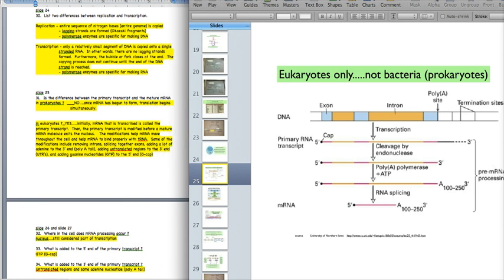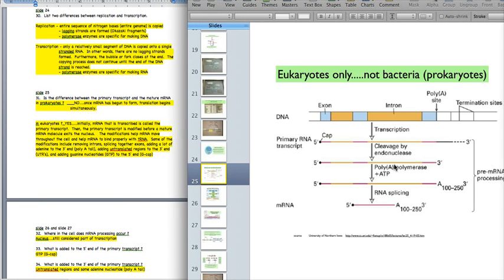Now keep in mind this whole processing and cleaving and chopping and shortening, so from the primary transcript to the mature mRNA, it's a lot smaller. That only happens in eukaryotes, plants, animals, not happening in bacteria. All right, which is a good thing.